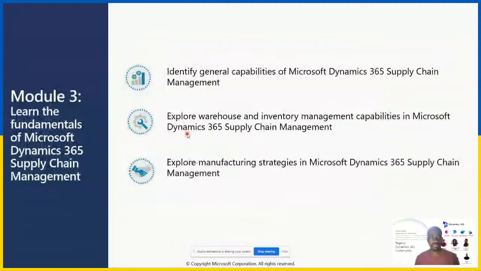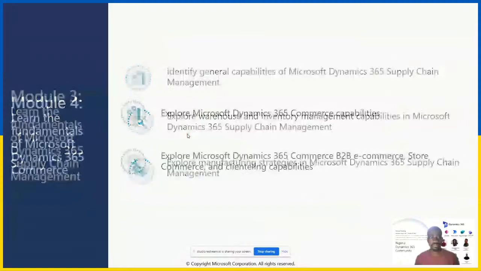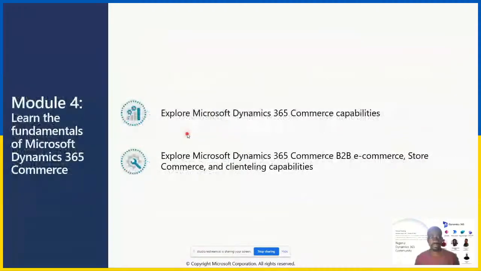And in module three, we will talk about the supply chain management module. We will look at how we can explore warehouse and inventory management capabilities in Dynamics 365 Supply Chain Management. And also, we will look at the basic manufacturing strategies where we'll talk about things like discrete manufacturing, process manufacturing, and a little bit of lean manufacturing in Dynamics 365 Finance and Operations. There, we will see how we can configure our products, our product group, our item model group, and the rest of them. Then in module four, we'll look at commerce in Dynamics 365.